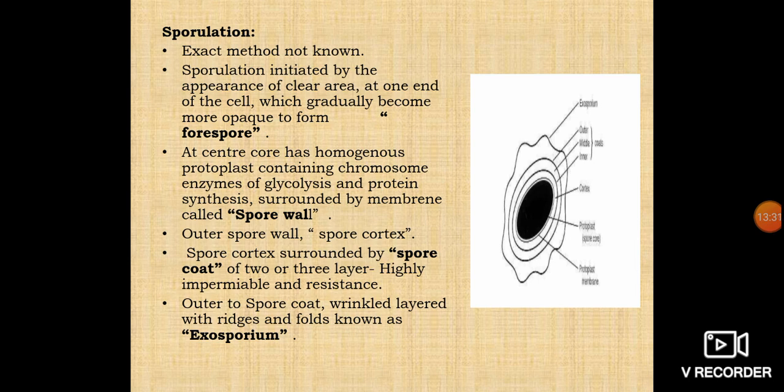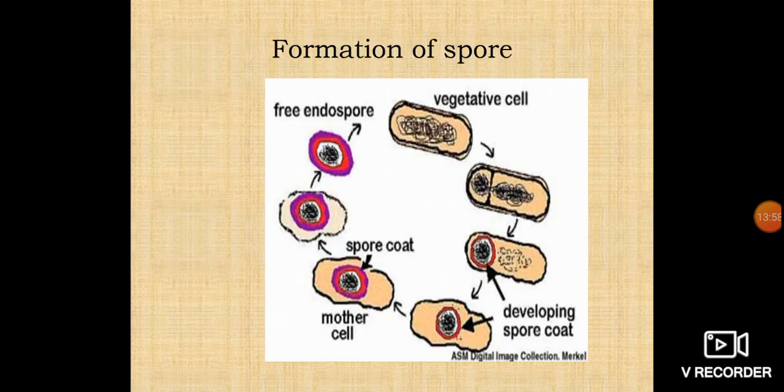Then this spore cortex is surrounded by the spore coat. This spore coat is mainly responsible for the resistance of the bacterial spores, and it is impermeable to all the content. Outside the spore coat there is a wrinkled layer, you can make it out here. This is called the exosporium. This is the structure of bacterial spores.